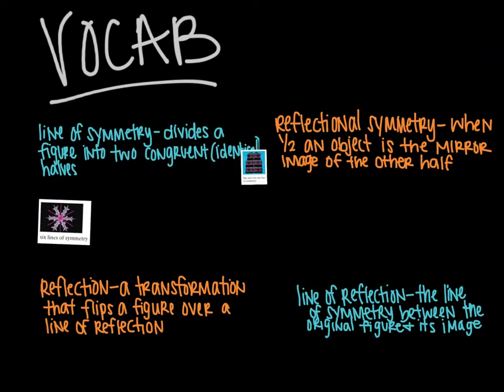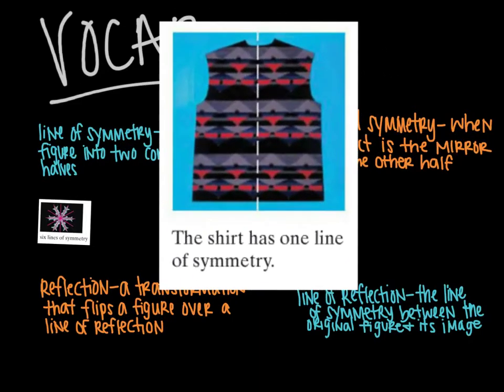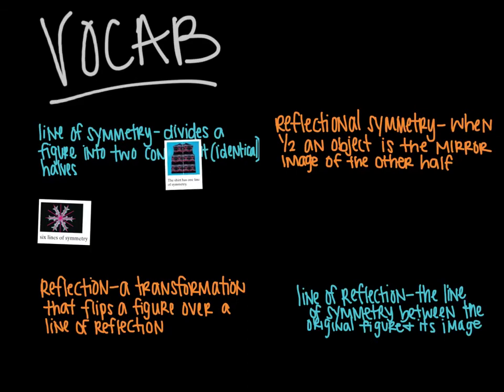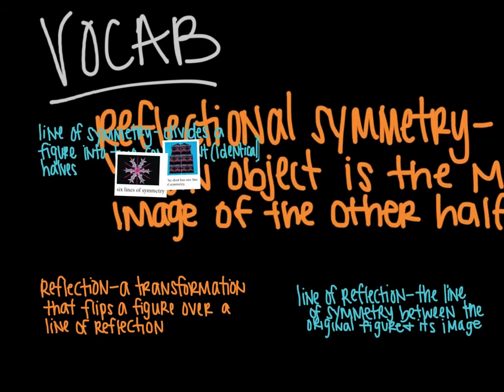And then this one, if I can get it to get bigger. It's not gonna, there we go. The shirt here has just one line of symmetry. So there can be many, there can be just one. A line of symmetry is basically a folding line.